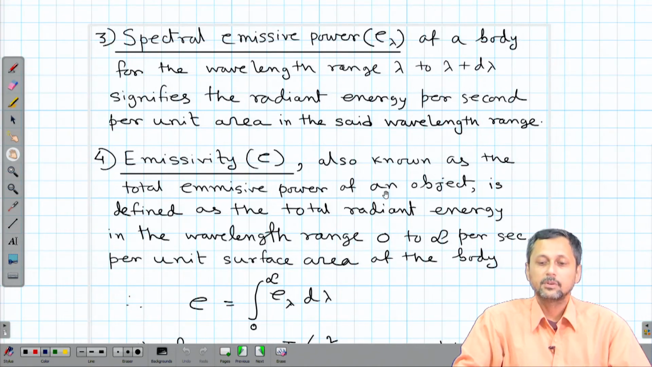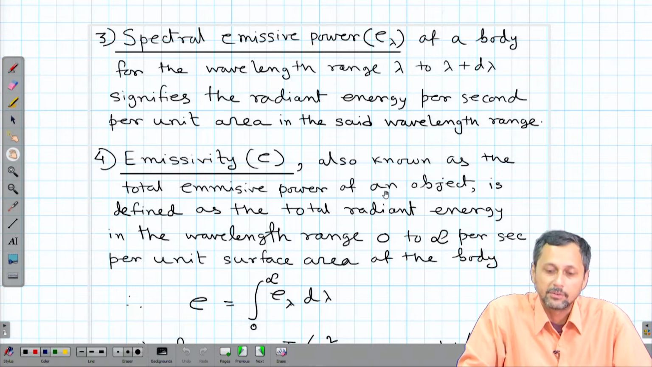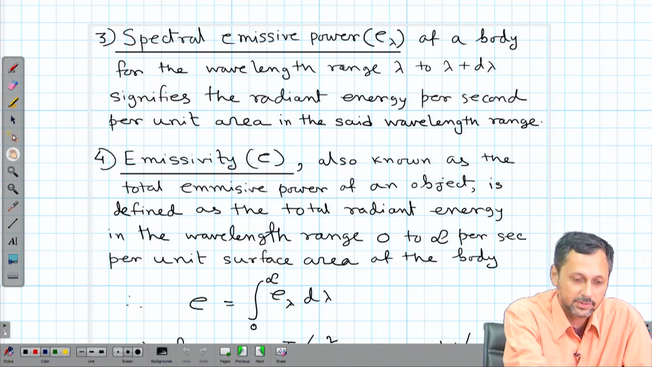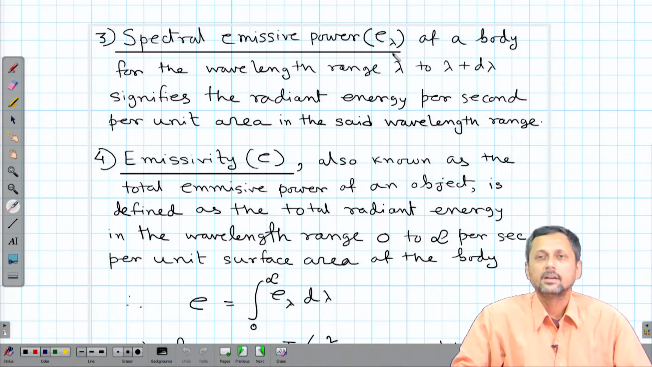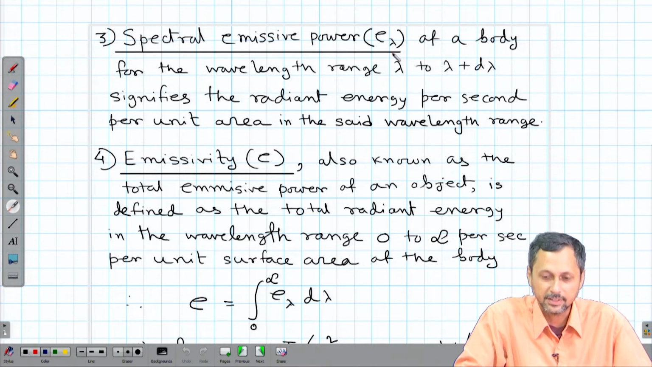Spectral emissive power E lambda of a body for the wavelength range of lambda to lambda plus d lambda is defined as the radiant energy per second per unit area in the said wavelength range. So, if the wavelength range in question is lambda to lambda plus d lambda, E lambda is the amount of energy that is being radiated in this wavelength range per second per unit surface area, right.